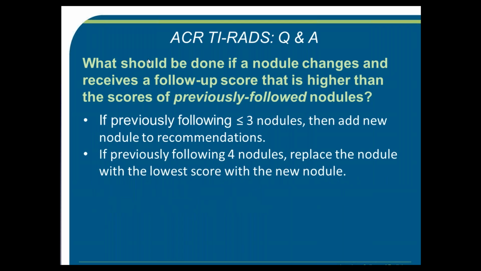And then the next question, what should be done if a nodule changes and receives a follow-up score that's higher than the scores of previously followed nodules? So this is assuming that you've got a previous exam that's been scored by TI-RADS. And my answer to that is, if you're previously following 3 or fewer nodules and you have a new nodule that's got a higher score than those 3, then you just add it to your recommendations.